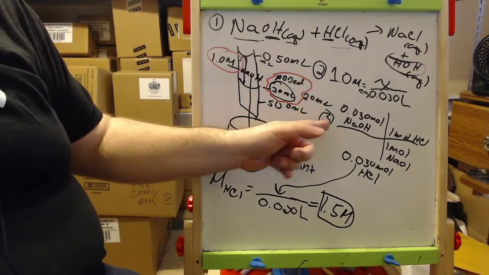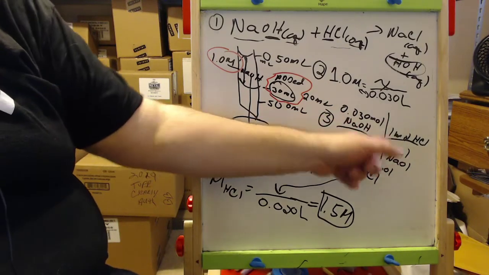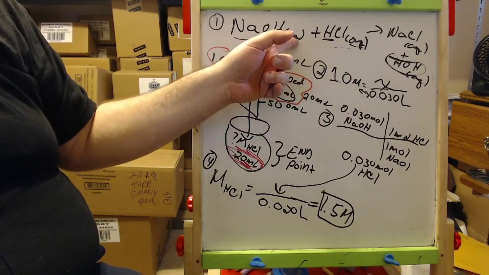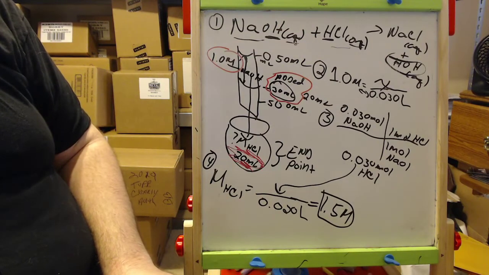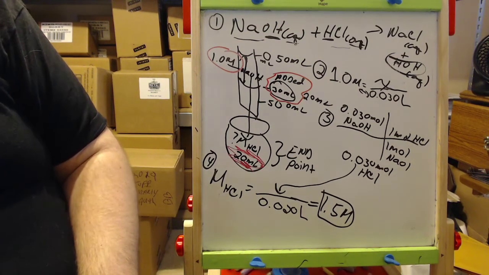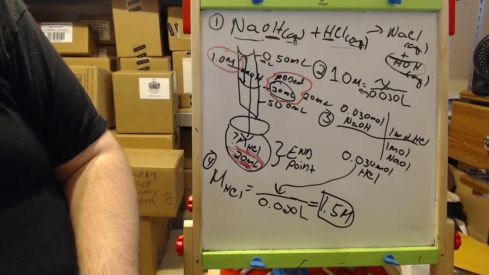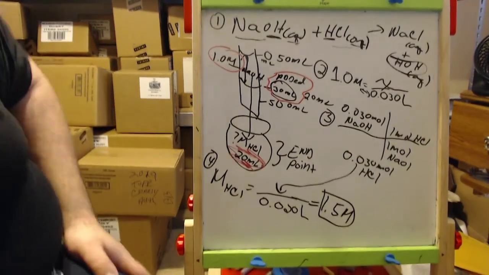Step 3 is converting your moles of base to moles of acid using your balanced equation. So if the problem said something like, and we'll do another one after this. All right, let's try another one. See if it clears it up.